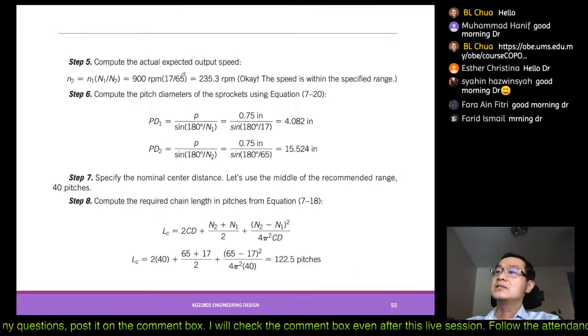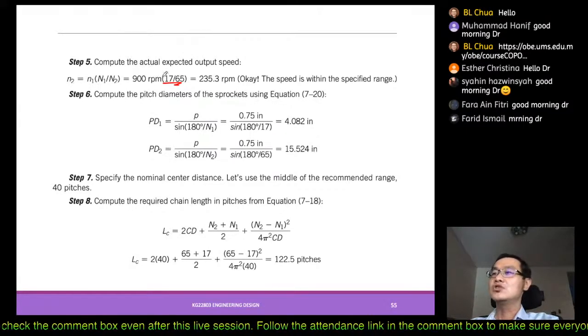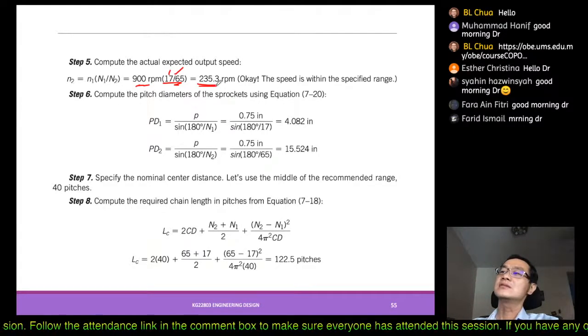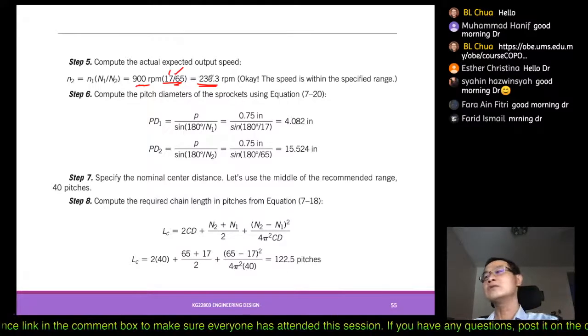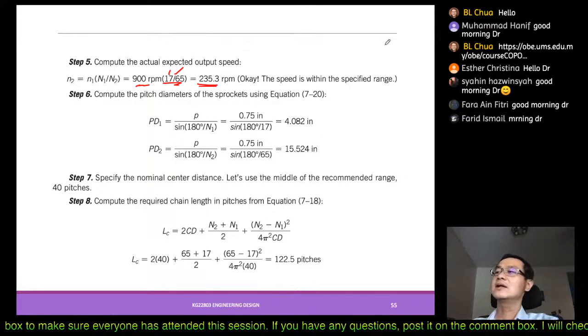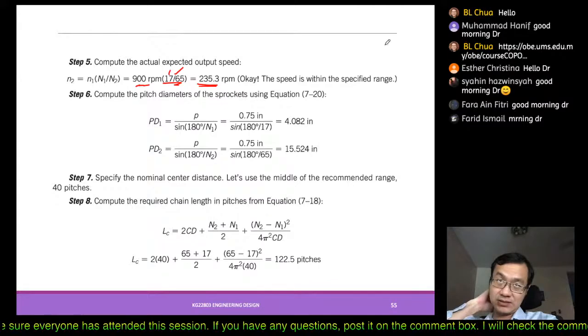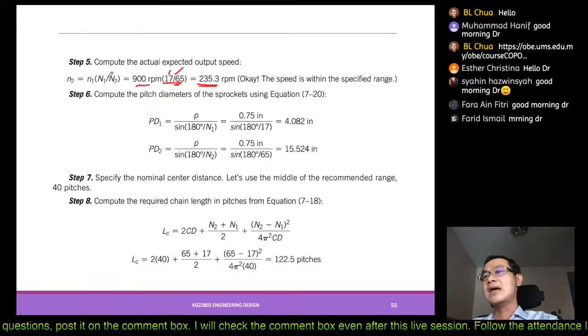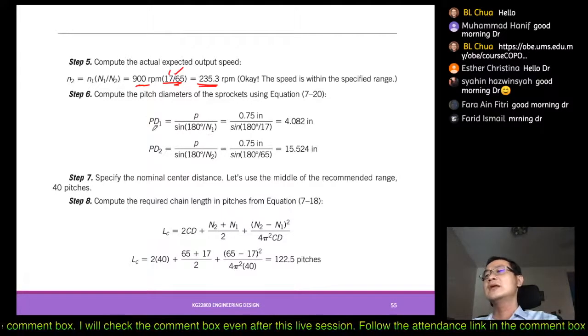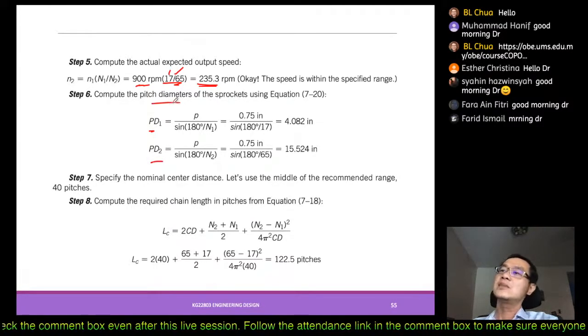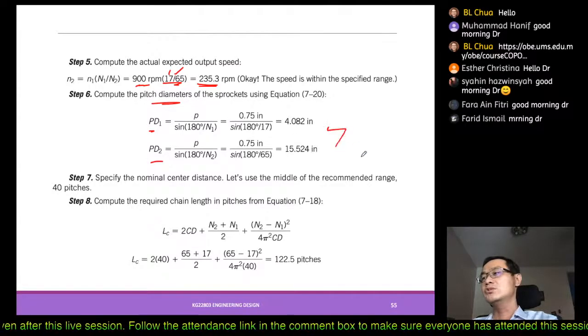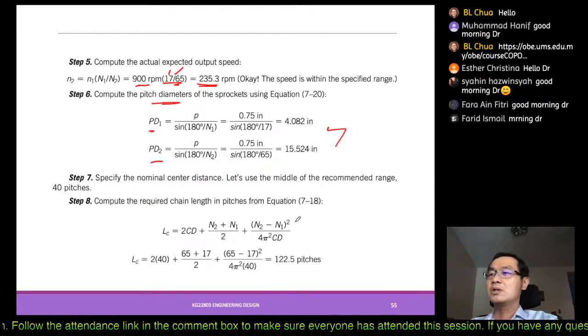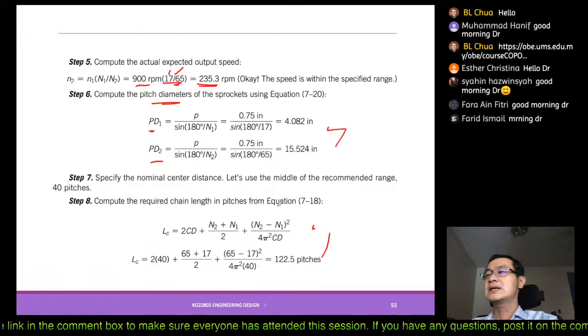Now based on that, since we already have this, we can double check again. If we choose 1765 at 900 rpm, what is the speed? So if we get around 235, then it's fine, it's within the required range. So once we get all these values, the n1, n2, then now we can estimate the pitch diameter using the equations, and also we can calculate the center distance, the length, right?